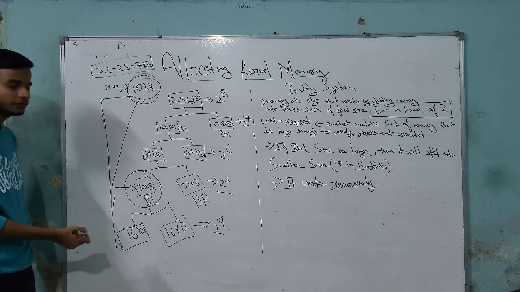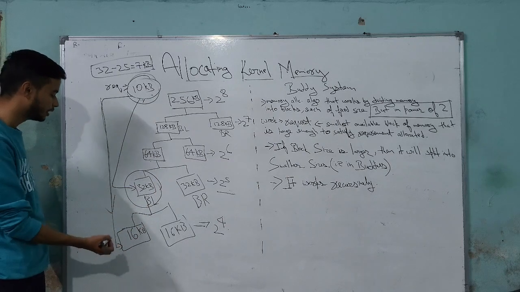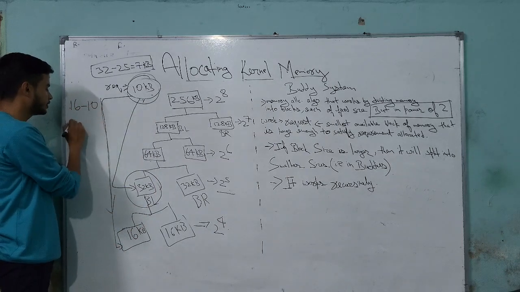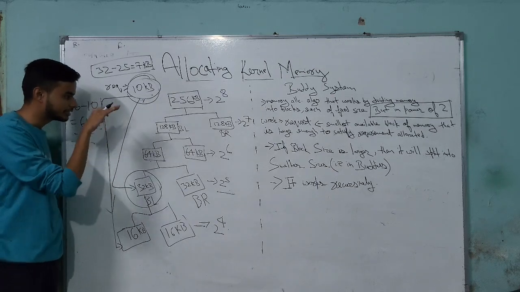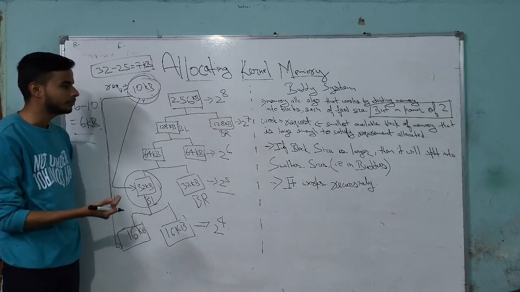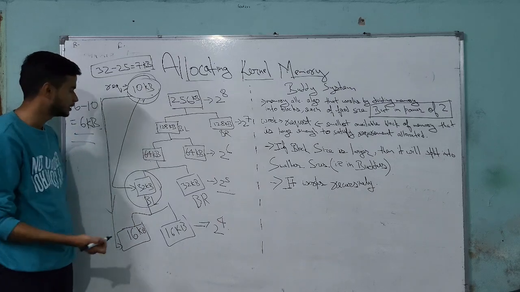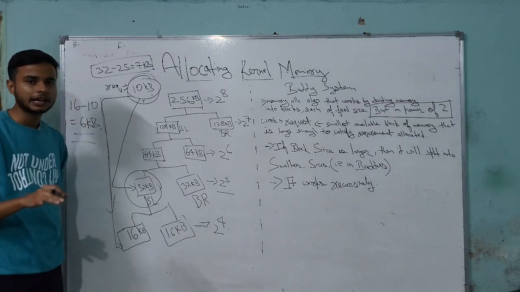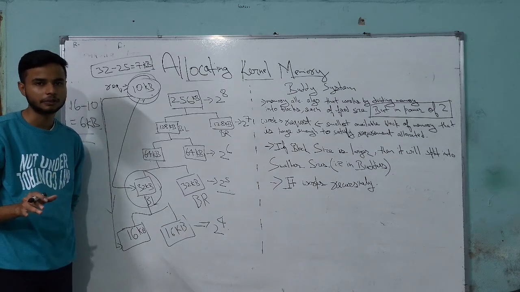Here we can also find the problem of fragmentation, that the wastage of memory will be 16 minus 10, which is 6 KB. So this is exactly how the buddy system will work. But there are some advantages of the buddy system, and again there are some disadvantages like fragmentation. So we are now going to see the advantages and disadvantages of the buddy system.